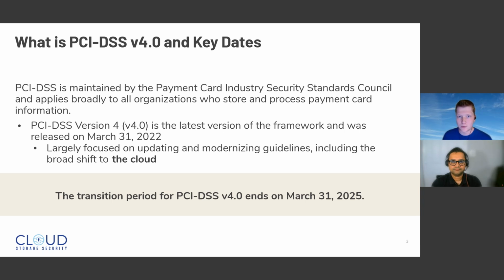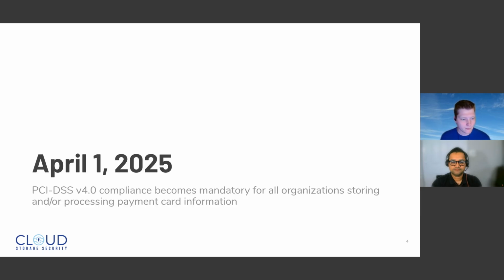So the transition period last year, on March 31st, PCI DSS version 4 became best practice. And that means that it wasn't in scope of audit. But as of April 1st, 2025, PCI DSS version 4 is fully in scope and is subject to audit. We talk about that. It's mandatory for all organizations storing and or processing payment card information.